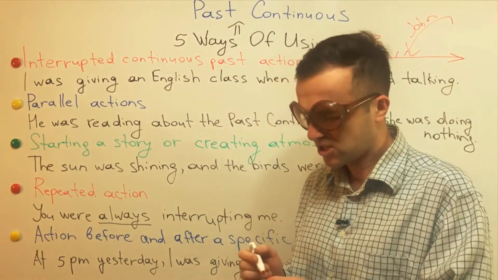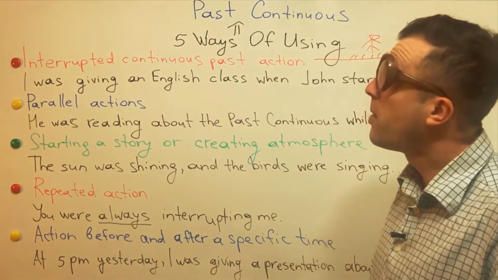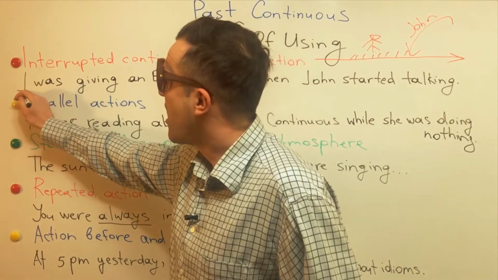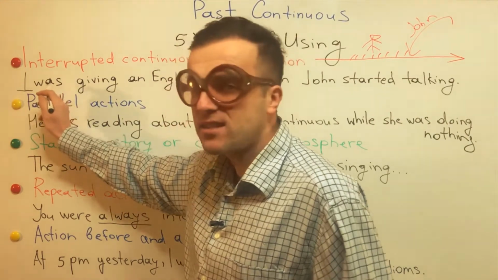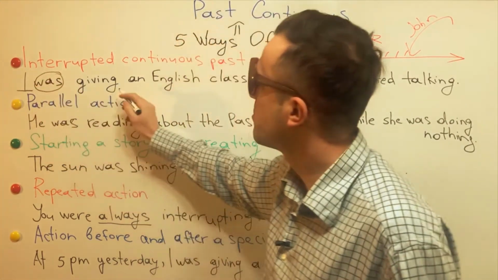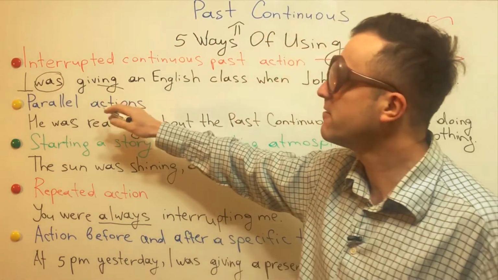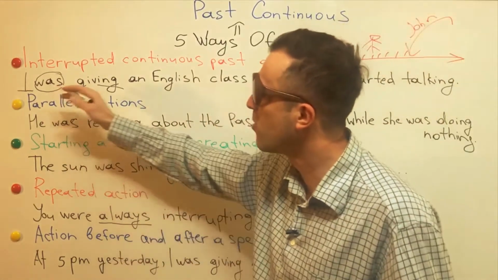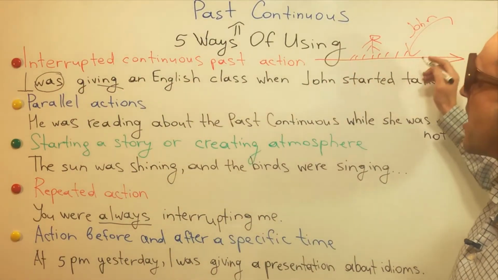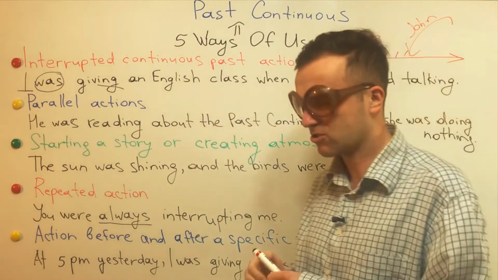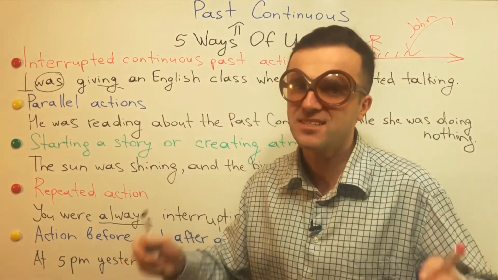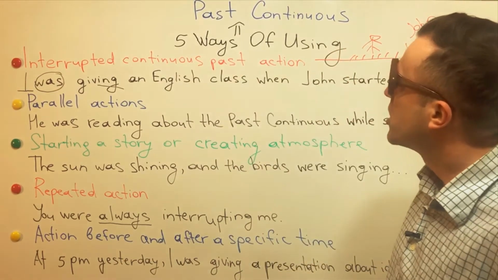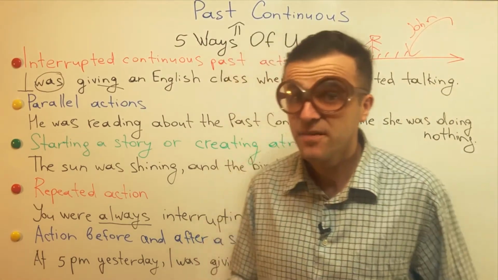All right? So how to form the past continuous? We add to I, we say was, and plus the verb plus ing. So give plus ing, giving, is the past continuous or past progressive. So I was giving an English class when John started talking. So John interrupted this past action. Okay? So let's move on to the second way of using the past continuous.